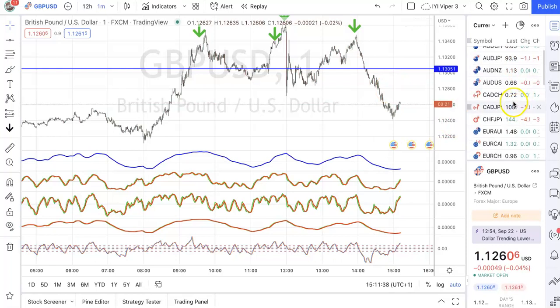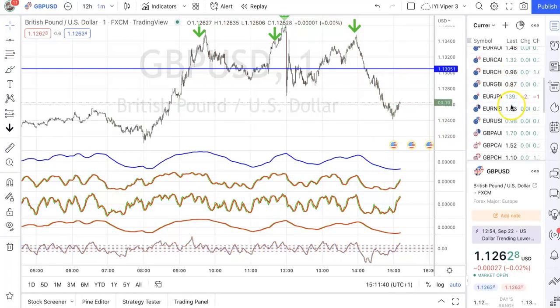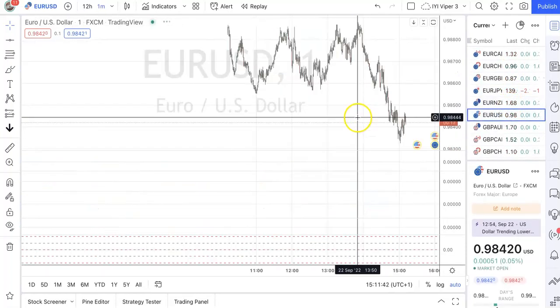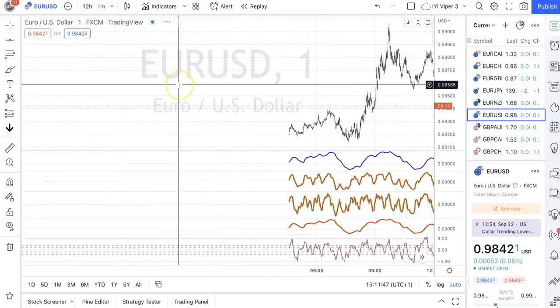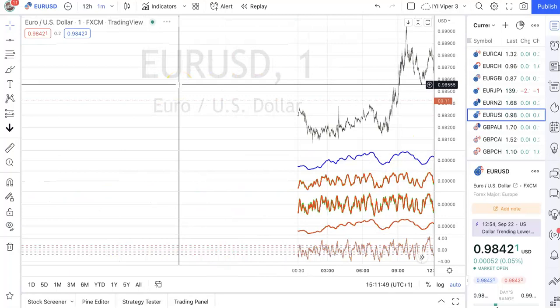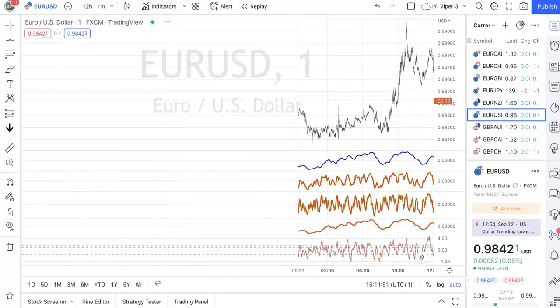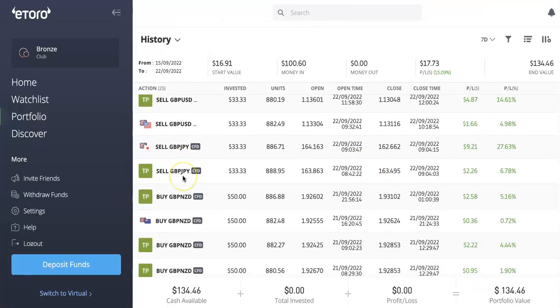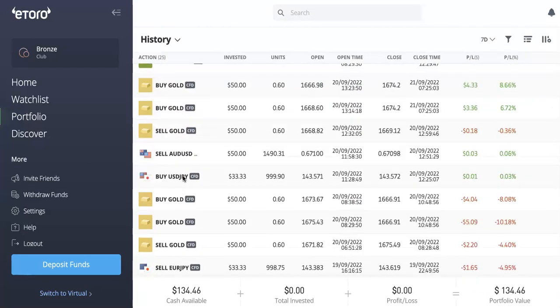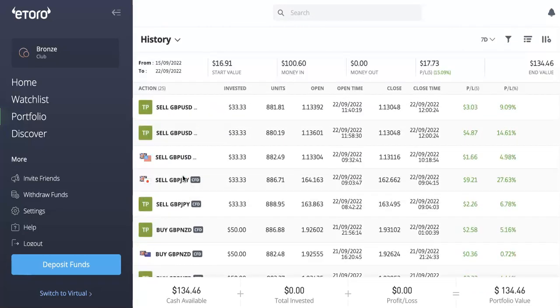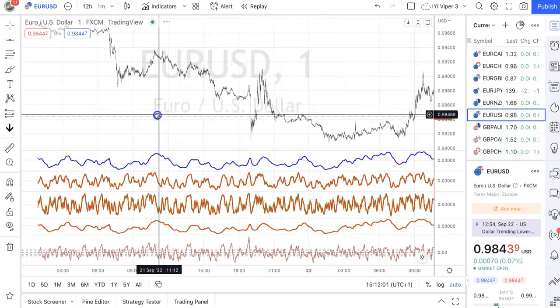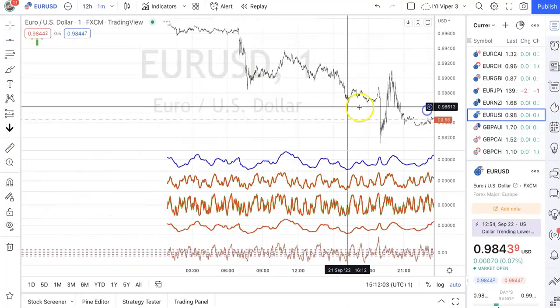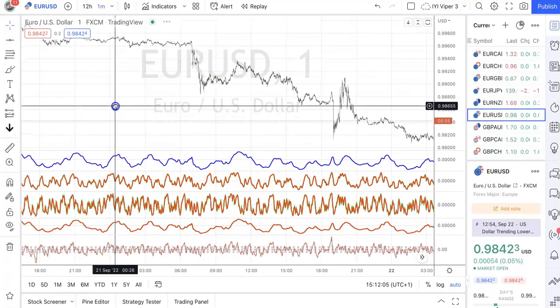I think we can have a look at the euro. Euro dollar. I think it was yesterday. It's been quite busy. Let's just check. I did pound yen. I don't think I traded the euro dollar again on Etoro. Like I say, a few of these trades I've missed out on. I'm sure I took one yesterday.